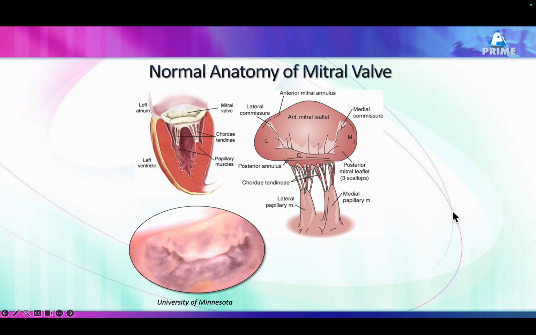Before I begin with the case, I'm going to show you the normal anatomy of the mitral valve. Mitral valve doesn't mean only the leaflets. It's a mitral valve complex, that's what we call. It includes the annulus, because all those abnormalities happening do involve the annulus. This is called the mitral valve apparatus.